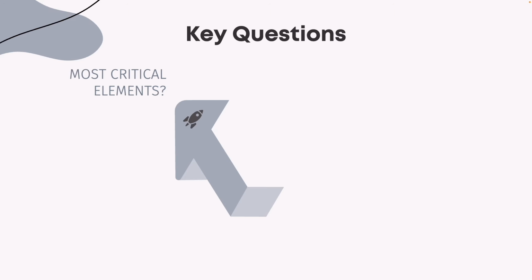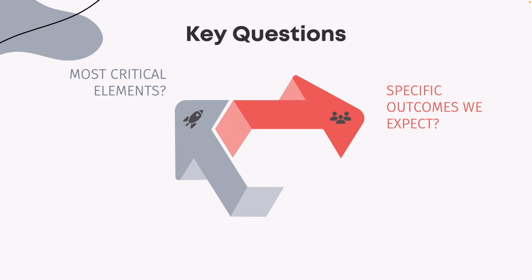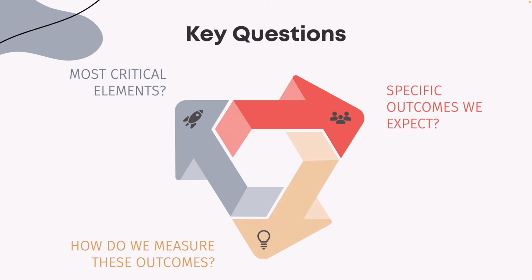What are the most critical elements of this management development program? What specific outcomes do we expect from our managers after completing this training? What do we hope they do better than their peers who did not participate in this training? How do we measure these outcomes or changes in behavior, or both? What metrics will indicate how effective this training was for each manager who attended it?